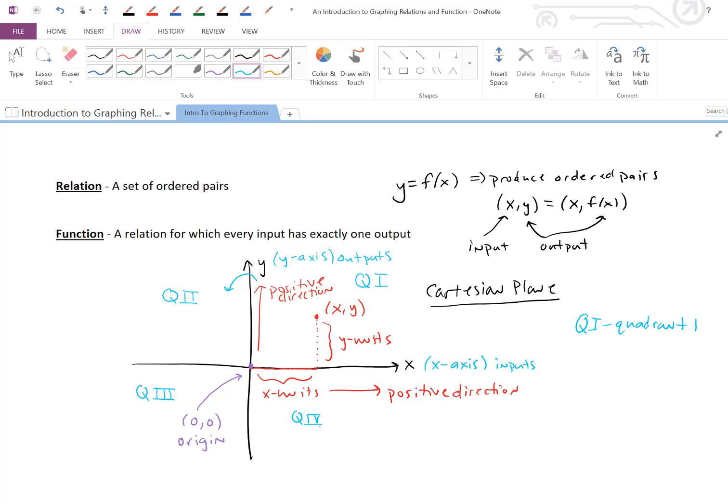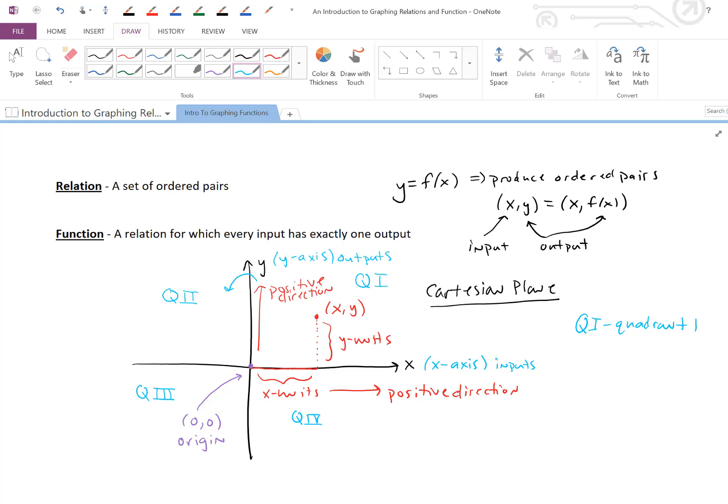So that's about it for introducing the Cartesian plane. How to plot points: move left or right x units from the origin, and then from there move up or down y units from that location. And of course, that all depends on whether x and y are positive or negative, or 0 perhaps, as we'll see. So we should look at an example here.